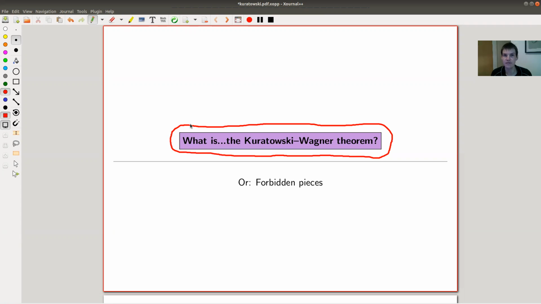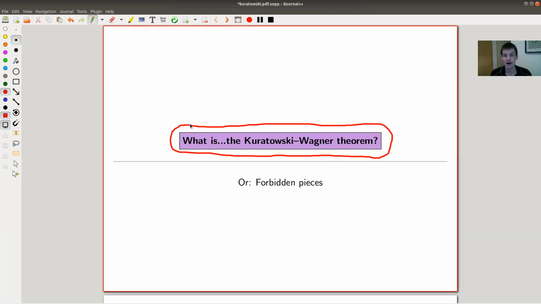So Kuratowski's theorem, one of the milestones of early graph theory, actually is in some sense before graph theory was even really a field of mathematics. So it's from the 1930s. Wagner theorem, one of the milestones of modern graph theory. Actually, before graph theory was really a field of modern mathematics, it's also from the 1930s.